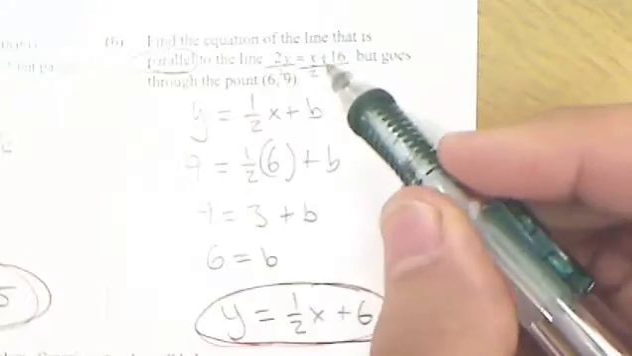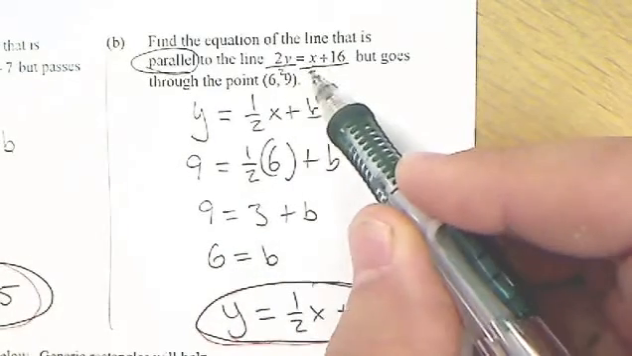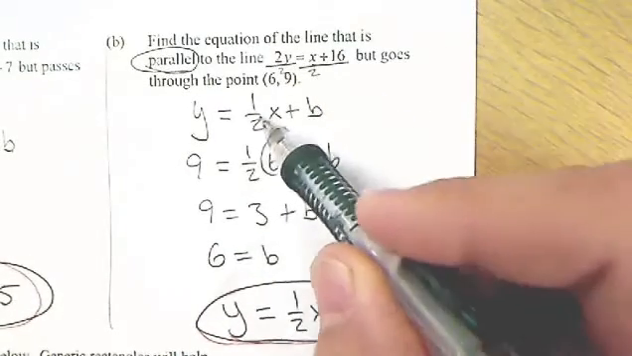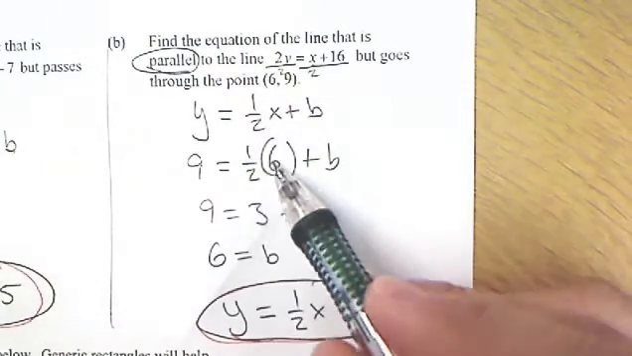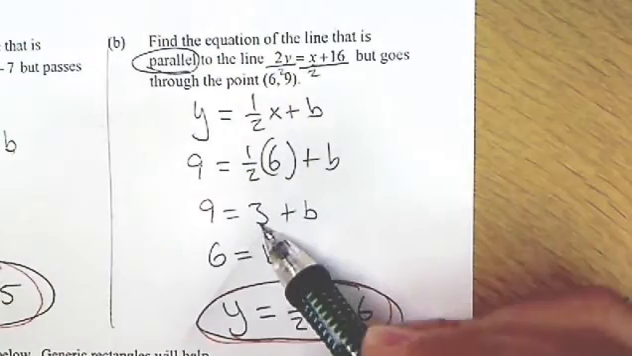Parallel means they're the same slope. Divide by 2 on each side, so that's 1 over 2 is my slope. Plug in your x and your y. 6 divided by 2 is 3. Subtract 3 from both sides, and you get 6.